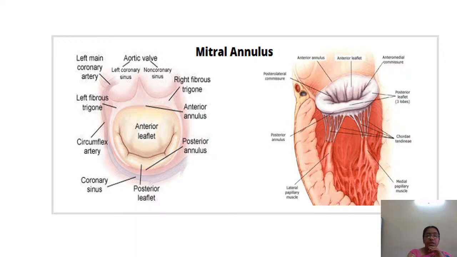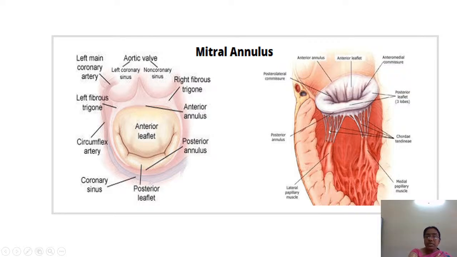Same thing you can see here very clearly. You can see the trigone, the annulus, and the leaflets. You can see the left fibrous trigone, right fibrous trigone, the anterior annulus, and the posterior annulus. There are also some commissures which are present. So these are the commissures.